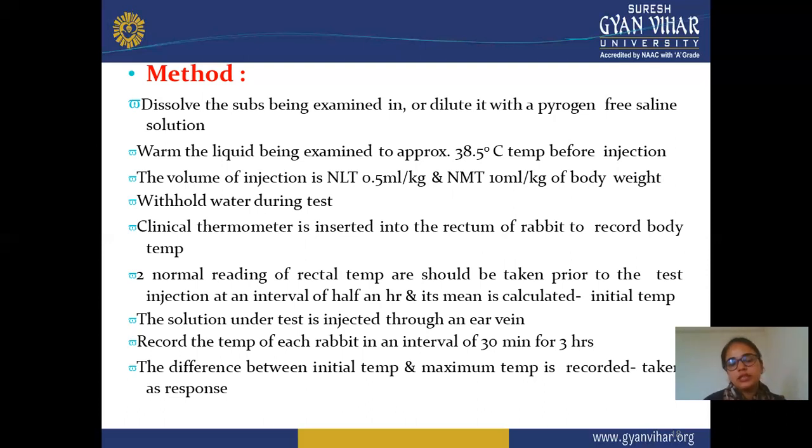And the solution under test is injected through an ear vein. Means the route that you use for administration is the ear vein, and record the temperature of each rabbit at an interval of 30 minutes for 3 hours. Means you record these observations of the rabbit up to 3 hours, taking a reading every 30 minutes. And the difference between the initial temperature and maximum temperature is recorded as the response. Means from start to the last 3 hours, you check the temperature and check the response, or difference between these temperatures.